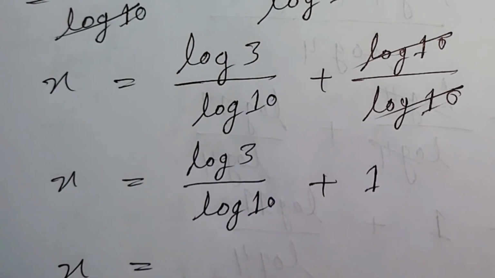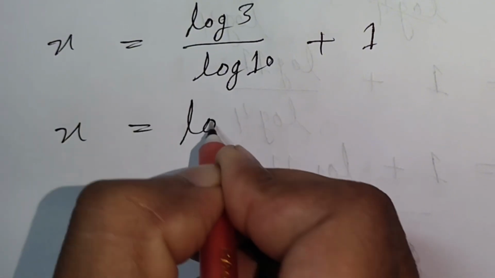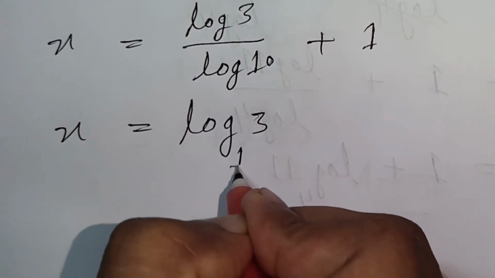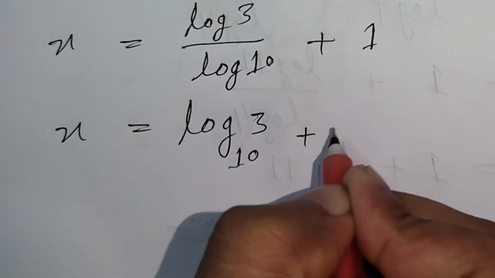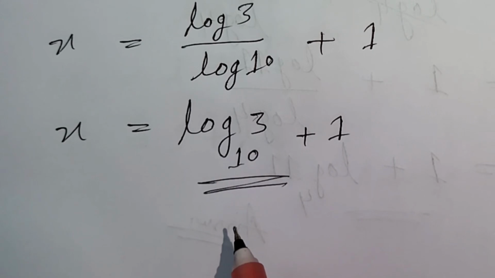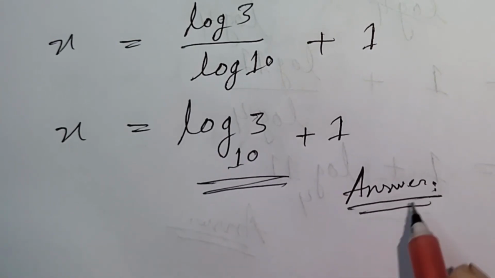x is equal to log 3 base 10 plus 1. So this is the value of x. We got it.